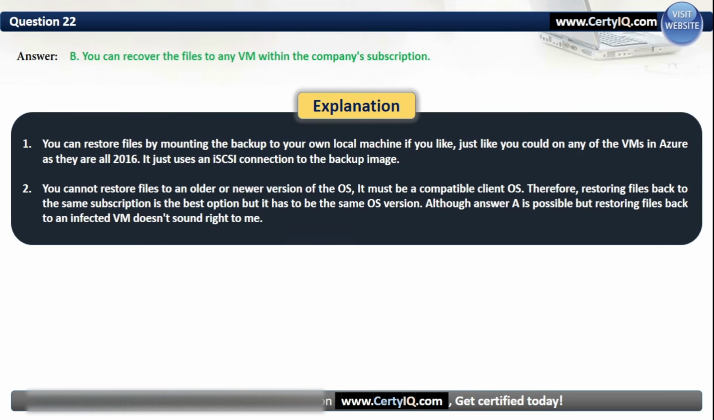You can restore files by mounting the backup to your own local machine if you like, just like you could on any of the virtual machines in Azure, as they are all 2016. It just uses an iSCSI connection to the backup image. You cannot restore files to an older or newer version of the OS. It must be a compatible client OS. Therefore, restoring files back to the same subscription is the best option, but it has to be the same OS version. Although answer A is possible, restoring files back to an infected virtual machine doesn't sound right to me.